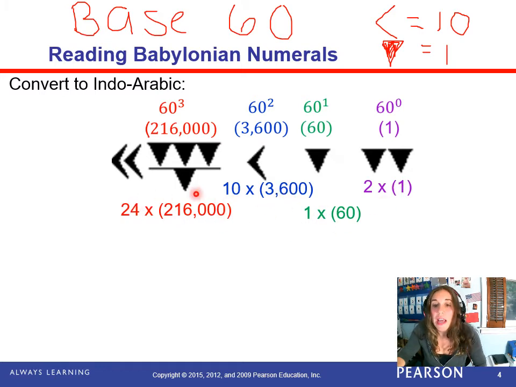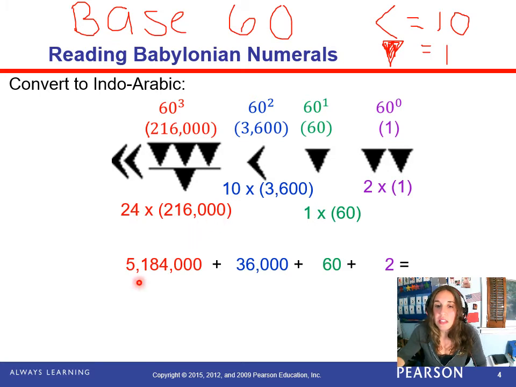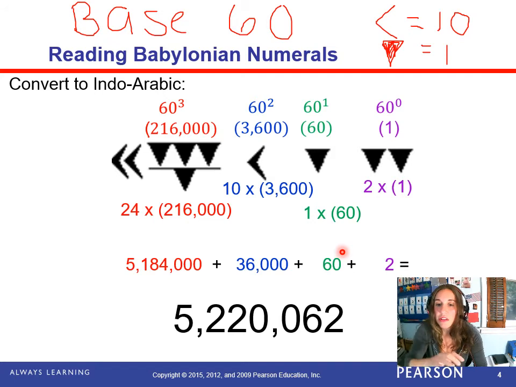And so I have 216,000, 24 times 216,000, 10 times 3,600, 1 times 60, and 2 times 1. I need to multiply those out and add them together to see what number I have. So 24 times 216,000 is 5,184,000. 10 times 3,600 is 36,000. 1 times 60 is 60, and 2 times 1 is 2. If I add those all together, that gives me a total value of 5,220,062. Okay, so this is how much this Babylonian number actually equals.